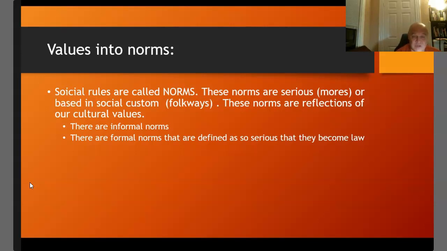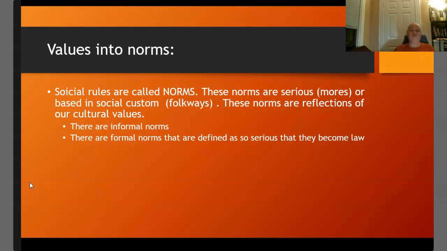These norms are serious, mores, or based in social custom, folkways. These norms are reflections of our cultural values. A more, for example, would carry serious moral significance. Don't commit adultery or murder, for example. People often hold the Ten Commandments up as an example of a set of mores, or serious social rules.